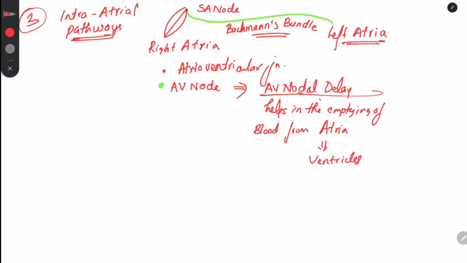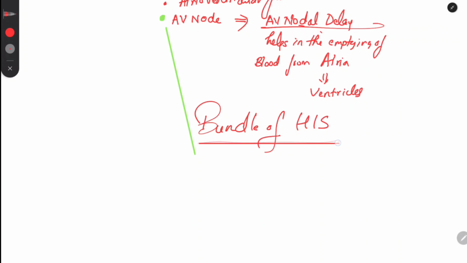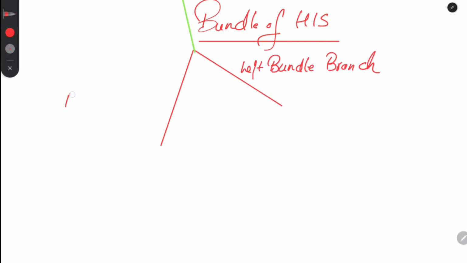So after depolarizing the right and the left atria, the impulse reached the AV node, and now from the AV node, it enters a specialized conducting tissue. This is our bundle of His. This is known as the bundle of His. And you know what? The bundle of His further divides. This divides into the left bundle branch and the right bundle branch.